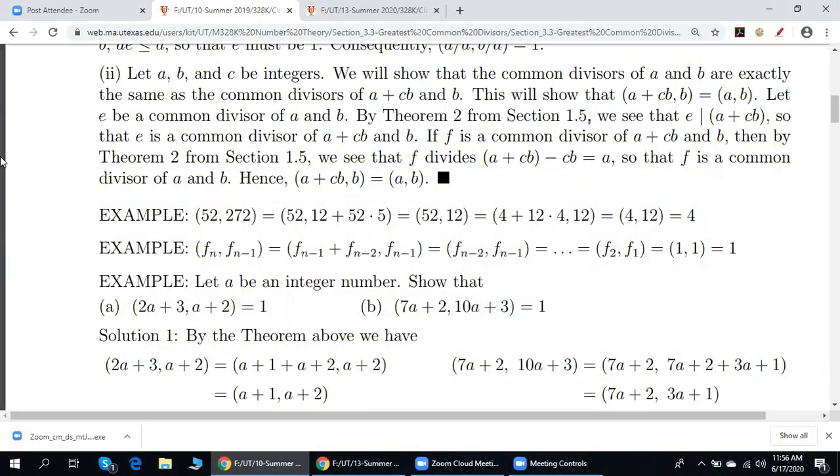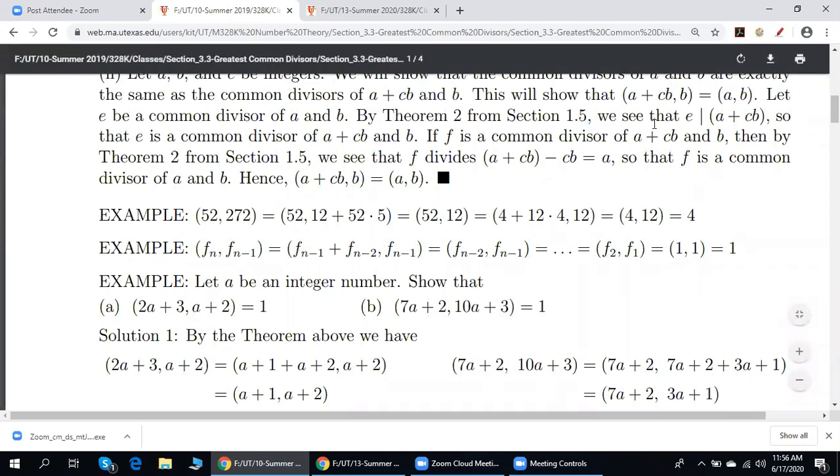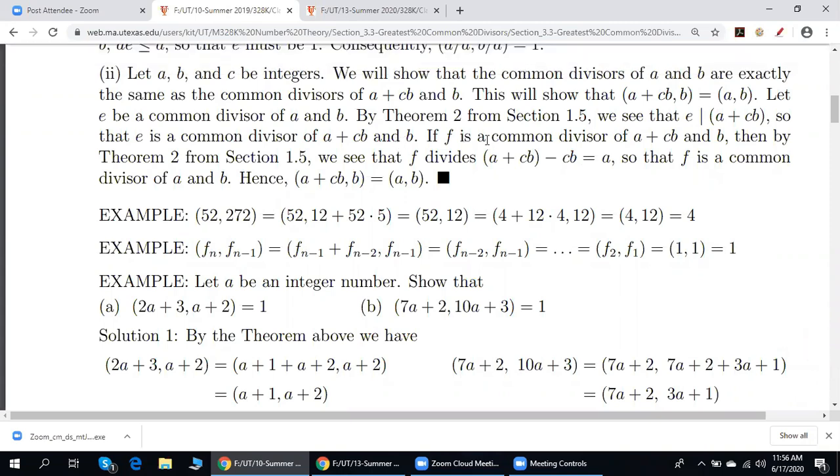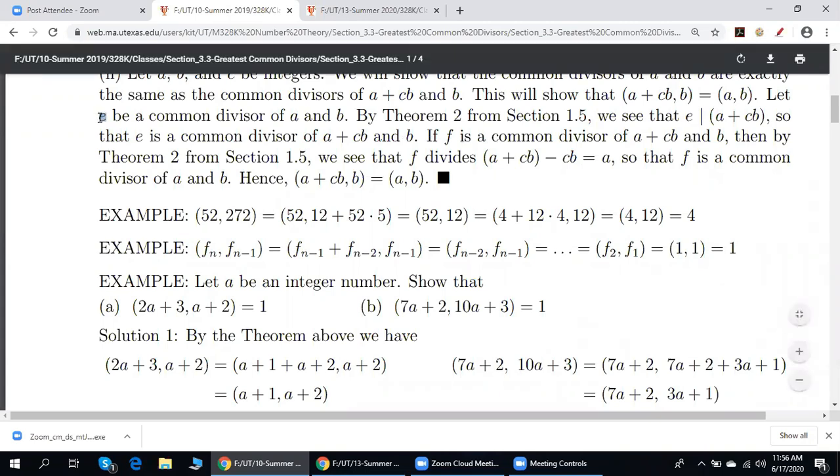I was wondering, why did we go from E to F? If E was the common divisor between A plus CB and B, why did we switch to F in the next sentence? Very good question. Note that over here, we are talking about a common divisor of A and B. Over here, we are talking about a common divisor of A plus CB and B. These are different pairs. Therefore, we have to denote their common divisors by different letters.